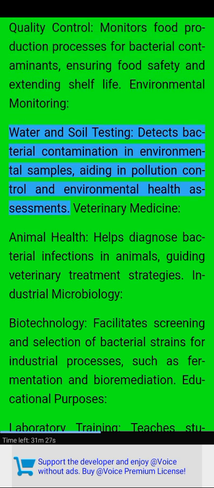Environmental monitoring. Water and soil testing. Detects bacterial contamination in environmental samples, aiding in pollution control and environmental health assessments. Veterinary medicine. Animal health. Helps diagnose bacterial infections in animals, guiding veterinary treatment strategies.